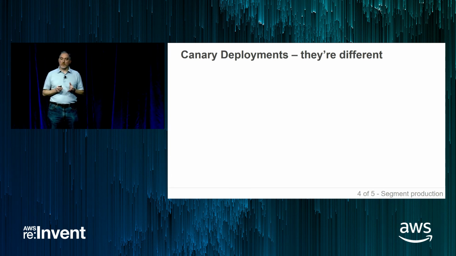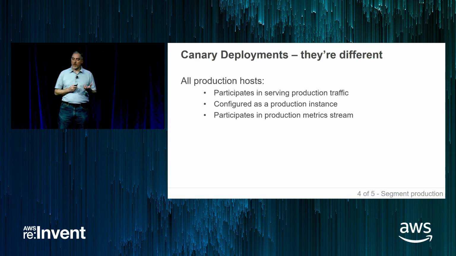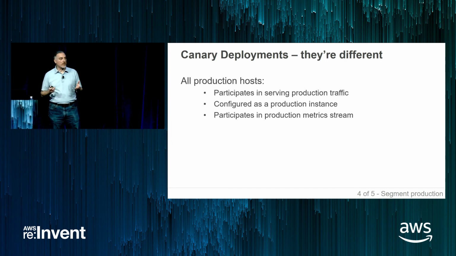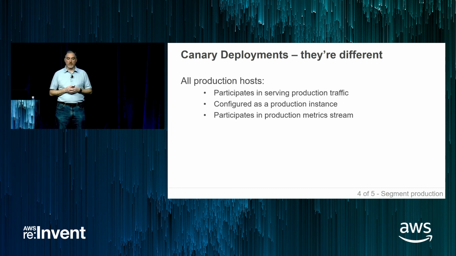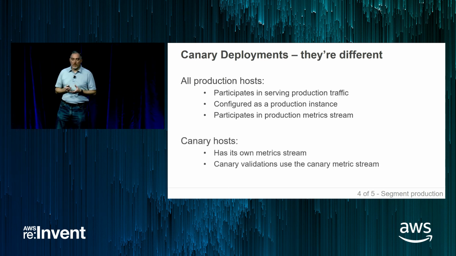So I want to briefly talk about Canary deployments because they're configured slightly differently than regular deployments. The way they're the same is that they are part of the production fleet, just like regular deployments, and they serve production traffic to customers. They're configured in the same way as the remainder of your production fleet. They participate in the production fleet metric stream and alarms as well. But where they differ is that they have their own metric stream to alarm on.